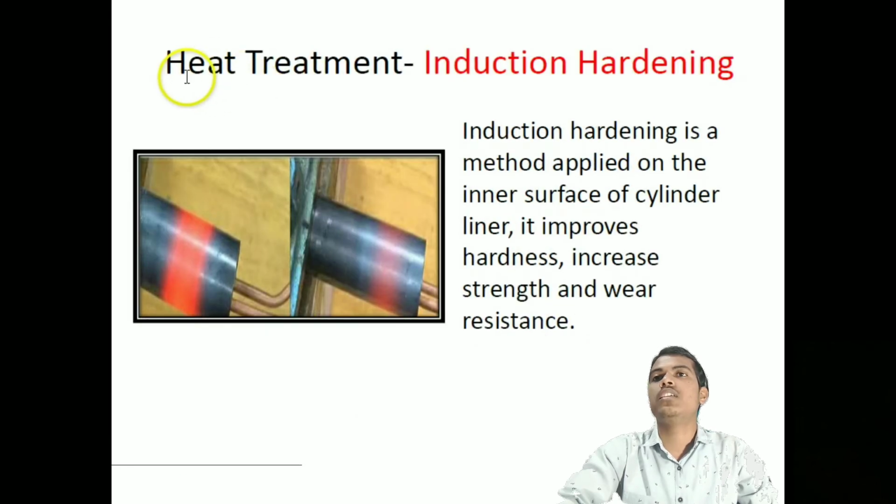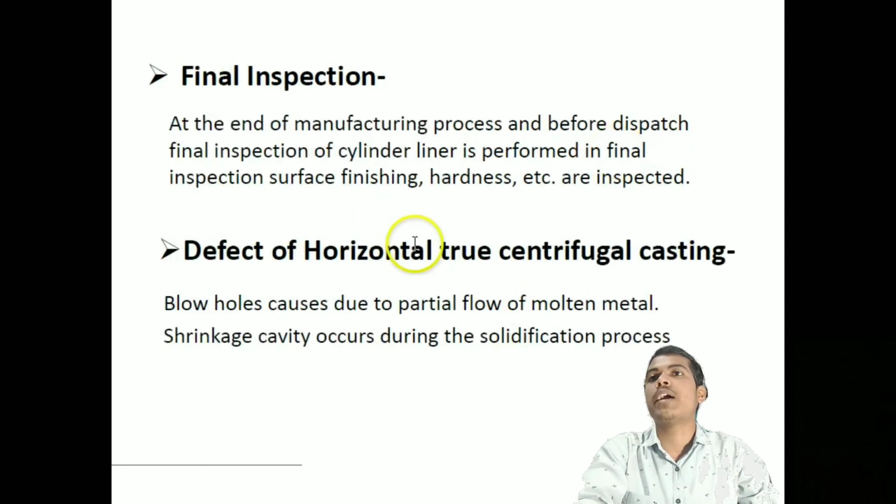Next is heat treatment. I use induction hardening. Induction hardening is a method applied on the inner surface of the cylinder liner. It improves hardness, increases strength and wear resistance. After heat treatment, the final inspection is done.